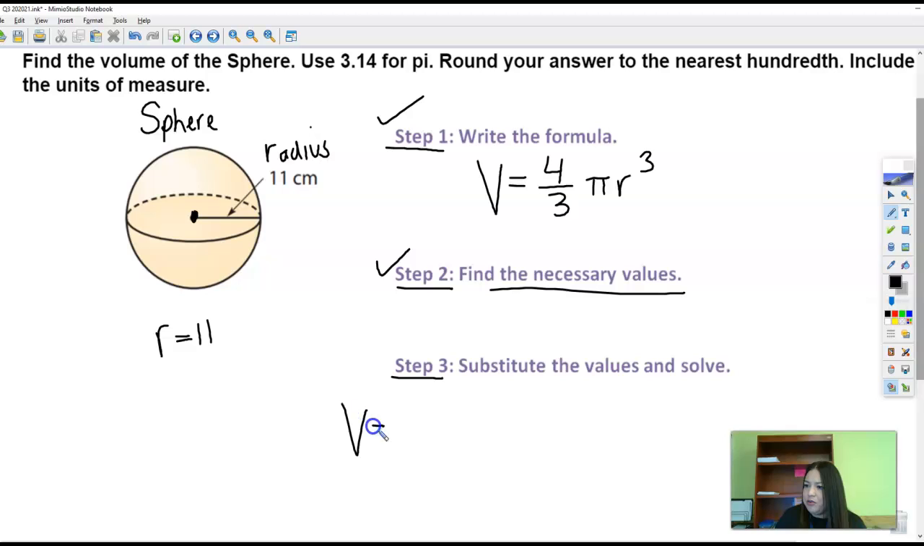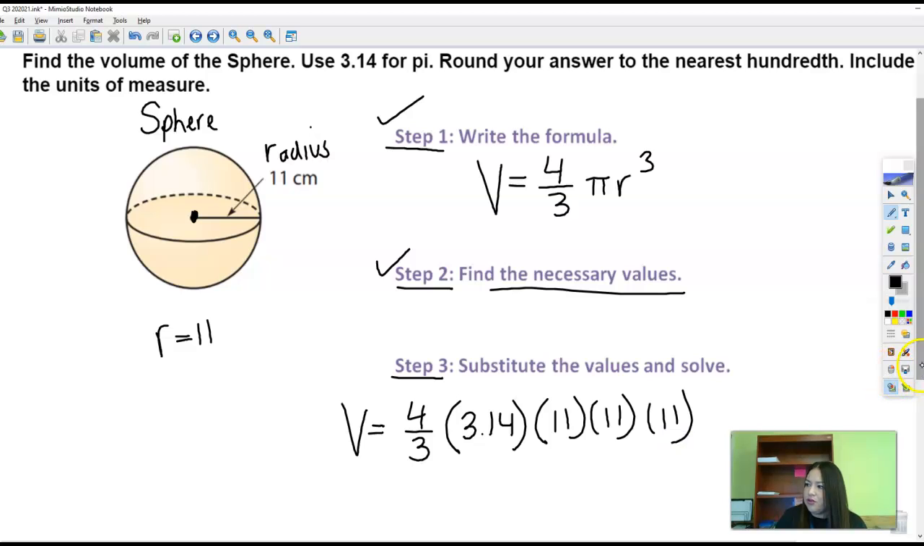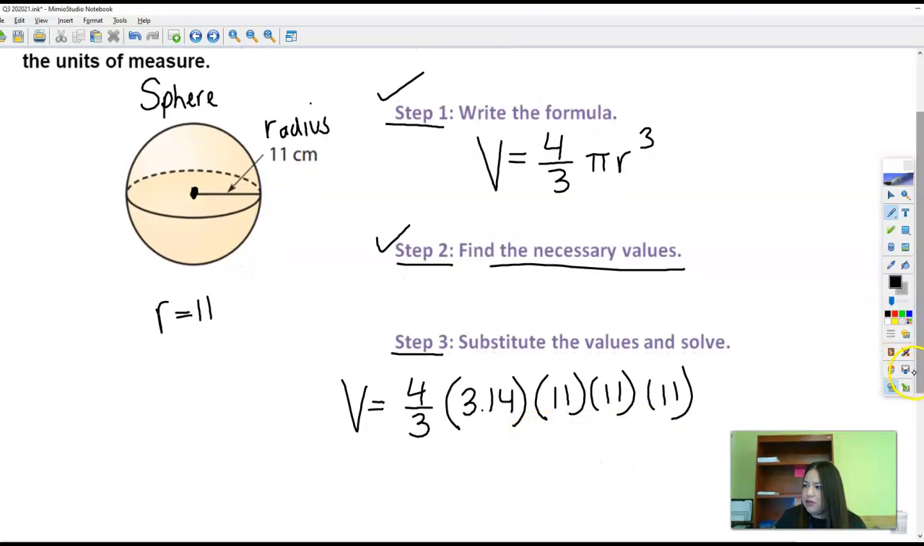So volume is equal to 4/3. Now pi, I'm going to go ahead and write it down as 3.14, that's what they told me to do, times radius, times radius, times radius. So now it's just a matter of typing all of this into the calculator.